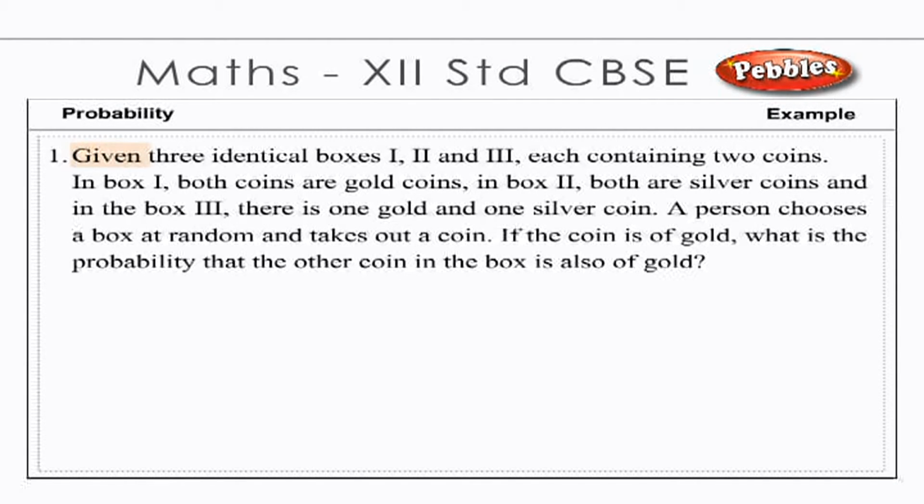Example. Given three identical boxes 1, 2 and 3, each containing 2 coins. In box 1, both coins are gold coins. In box 2, both are silver coins. And in box 3, there is 1 gold and 1 silver coin. A person chooses a box at random and takes out a coin. If the coin is gold, what is the probability that the other coin in the box is also gold?